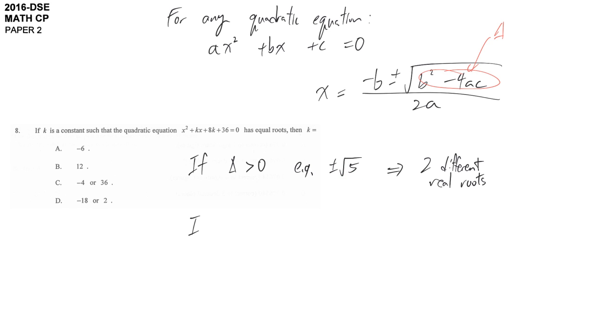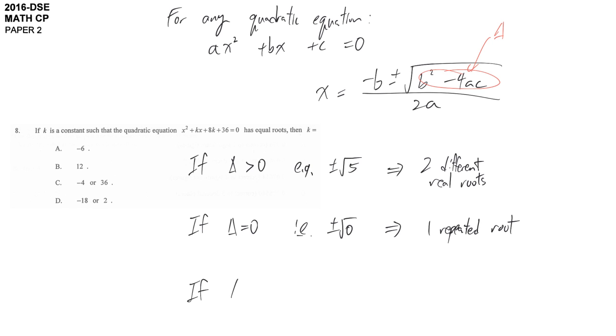The second case: if delta is equal to 0, what is inside is 0, then that means it will give us plus or minus the square root of 0. We add 0 and we minus 0, that means exactly the same. So we only have one repeated root. Here that means equal roots is referred to this condition.